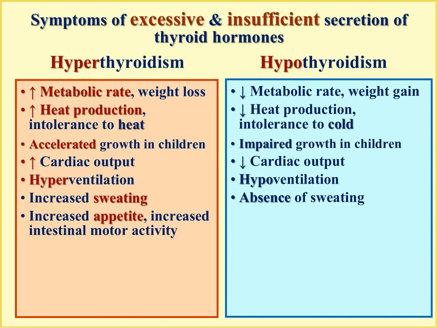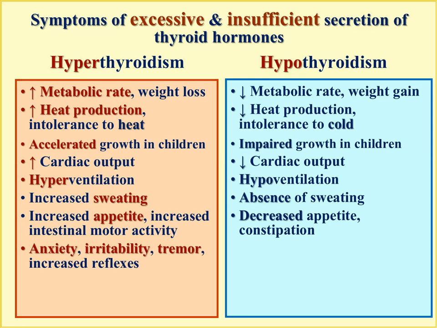Then increased appetite. Because of high metabolic rate, the people need more and more food, but nevertheless they have weight loss because of intensive metabolism. They have also increased intestinal motor activity, up to even diarrhea. In hypothyroidism, people have decreased appetite and a tendency to constipation, with decreased motor activity of the intestines.